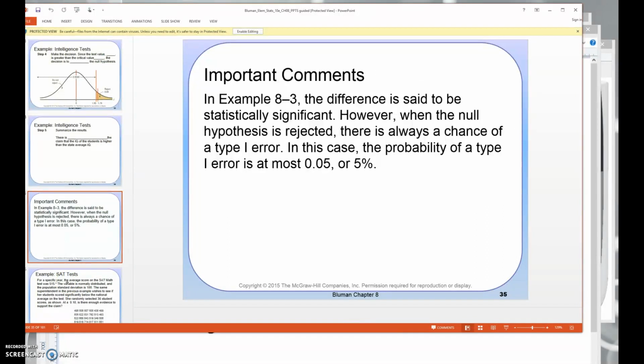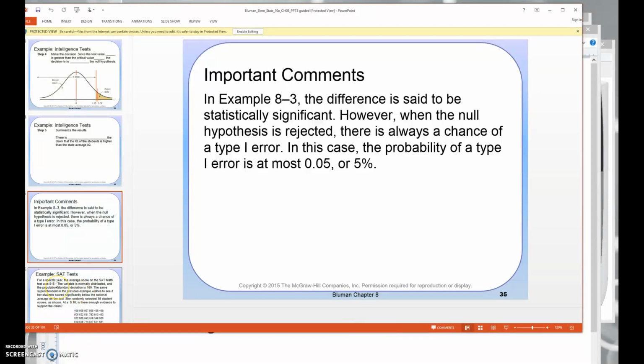Okay, another example, or something to consider. In this example, the difference is said to be statistically significant. However, when the null hypothesis is rejected, there's always a chance of type 1 error. In this case, the probability of type 1 error is at most 0.05. That's the alpha that the researcher identified.